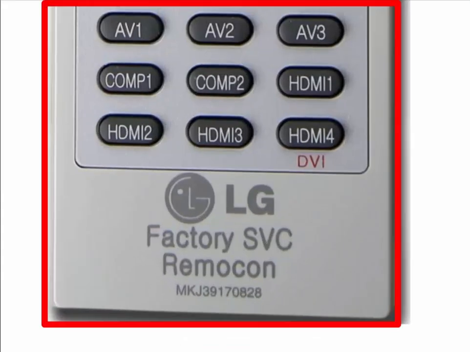These highlighted buttons will provide direct access to external inputs such as AV and the HDMI inputs. Note that this remote is only for service purposes and should be used by LG approved service engineers. Please note the part number mentioned at the bottom of the factory service remote control.